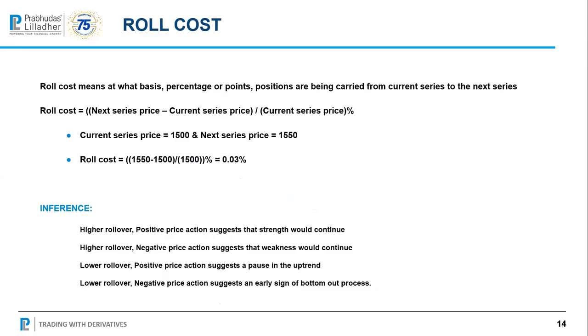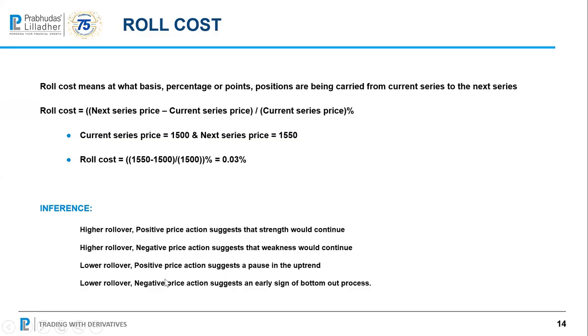So this is how it is. Let's say the current price is 1500 and the next series price is 1550. So the roll cost would be the difference between the two series prices, divided by the current series price, into 100 for the percentage. This is how it is calculated. But the main thing that we have to focus on is, how do we understand the rollover with price? Higher rollover and positive price action suggests that the strength of the stock or that particular script would continue. That means it is bullish. But higher rollover and negative price action suggests that it would be bearish, particularly maybe for a week or the month for that particular script.